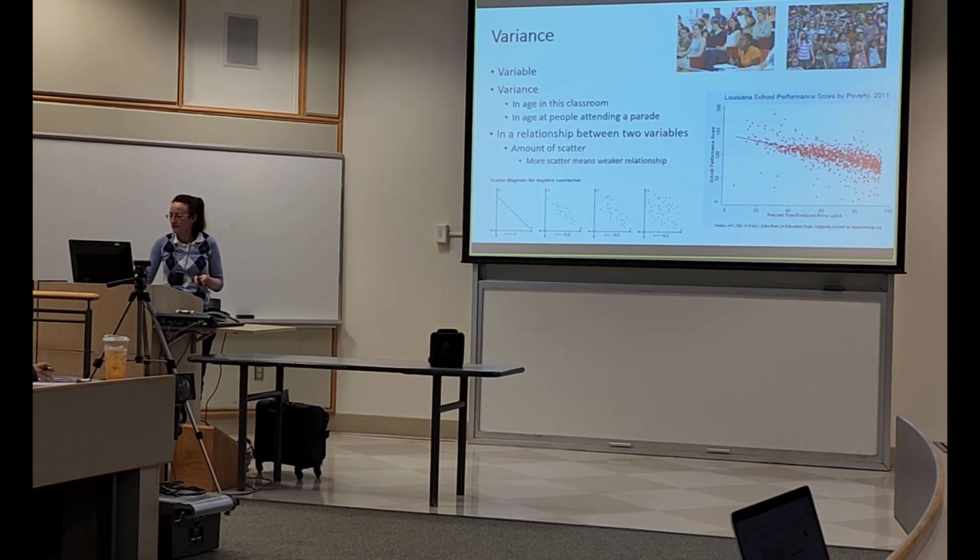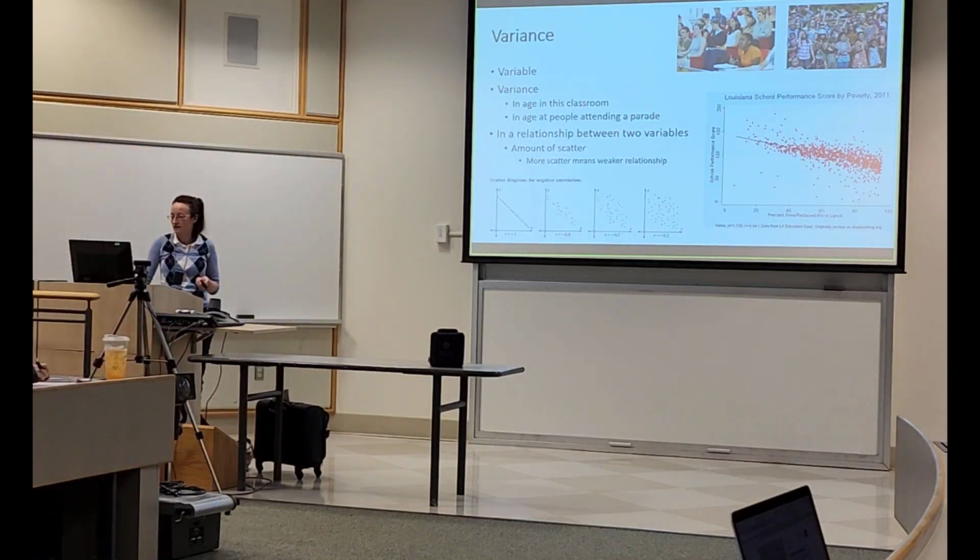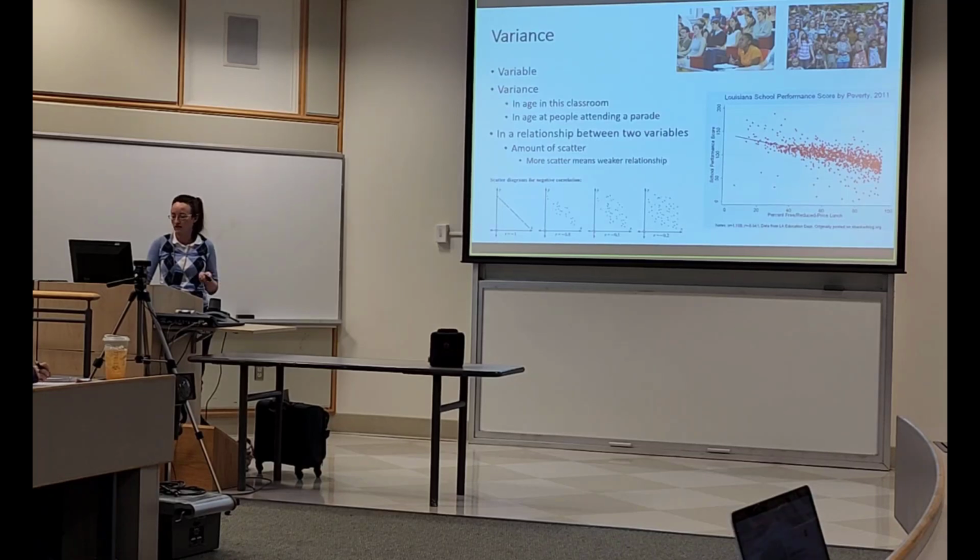And so that graph shows a general trend, not a hard and fast rule, but the trend there is that the school that has the lowest percent of students who are eligible for free lunch also has the lowest performance score. It looks like there's a relationship.